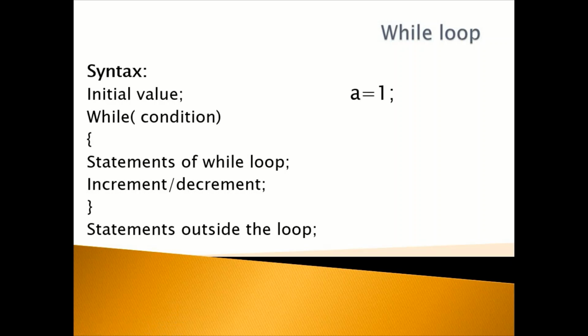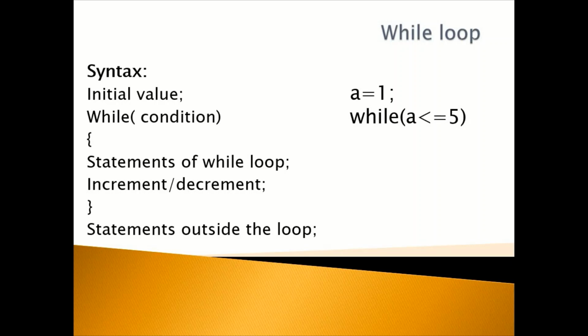This is one example of while loop for printing GCC 5 times. Here we are using A as the loop control variable, which will track how many times the loop is executed. It is initialized to 1. Next we have the while condition. As we want to print GCC 5 times, the loop should be executed 5 times, so the condition is A less than or equal to 5.